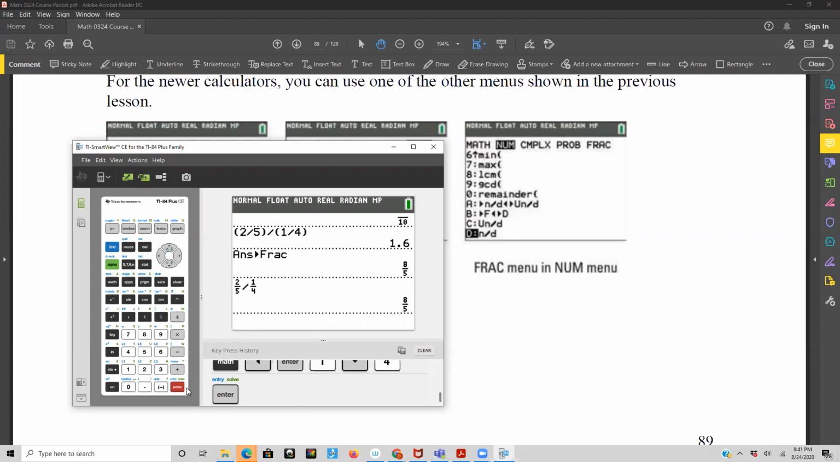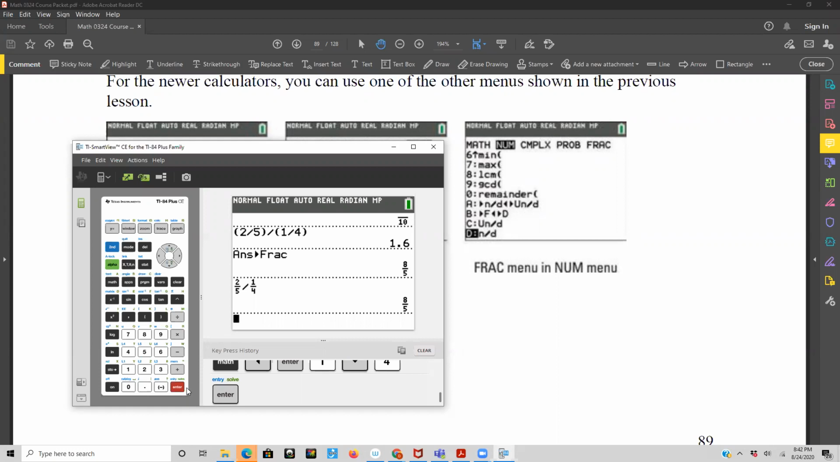All right, so let's just try one. Let's try 3/4 divided by 1/2. All right, so take a second and in your calculator do 3/4 divided by 1/2. And I'll give you not too long to do it, less than a minute. 3/4 divided by 1/2.